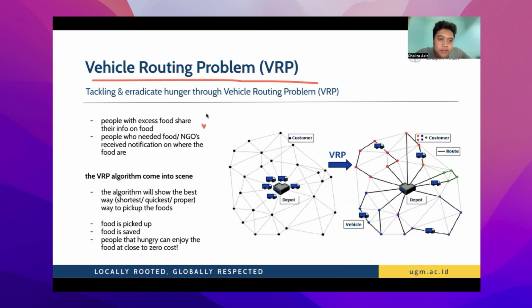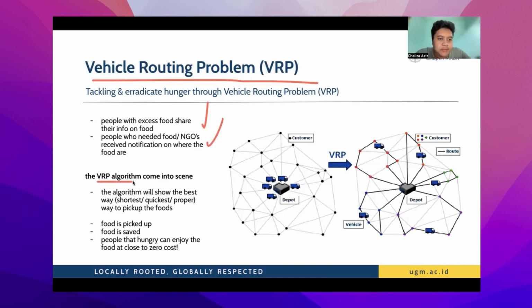Again, people with excess food share their food, or perhaps information on the food, and then people who need food, or perhaps an NGO who can organize or collect these foods, receive a notification and then collect the food where they are, and then send the food to those who actually need it.